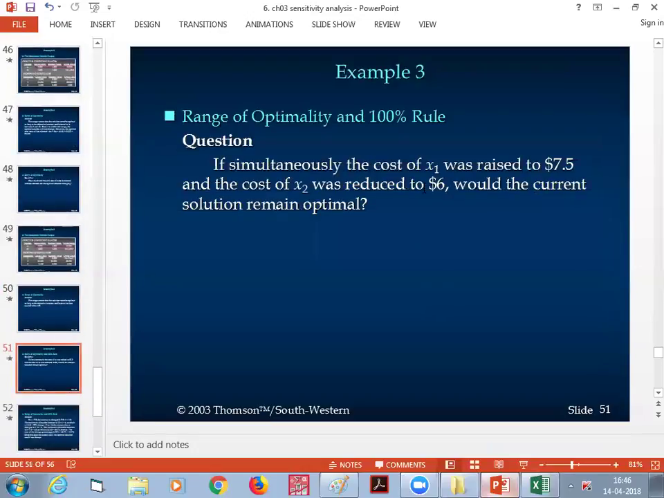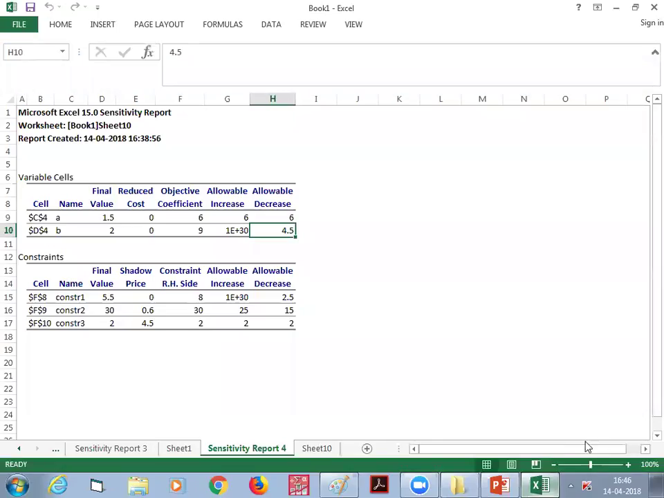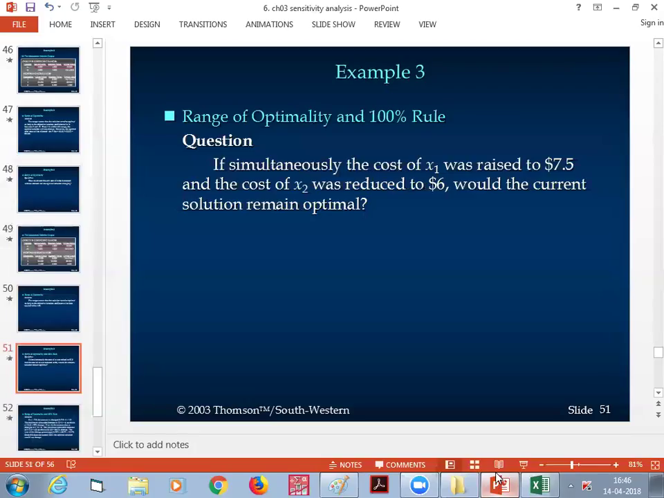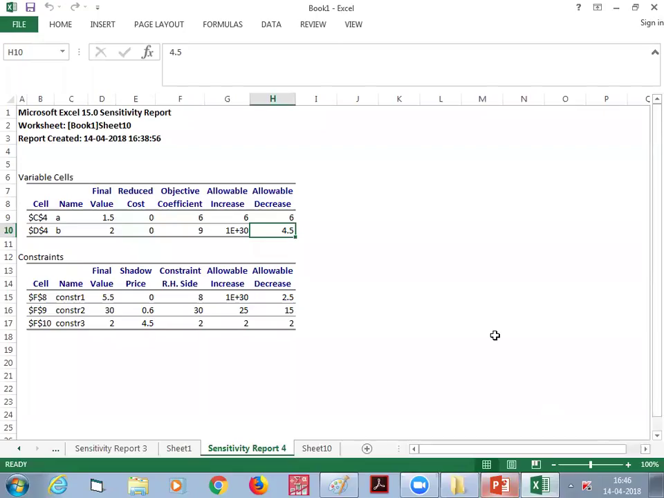Now, if simultaneously the cost of x1 is raised to 7.5 and the cost of x2 is reduced to 6, will the current solution remain optimal? So let's see about that. x1 is raised to 7.5. So how much is the increase? From 6 to 7.5, the increase is 1.5. And we have to divide by the allowable increase, which is 6. So that's 25% there.